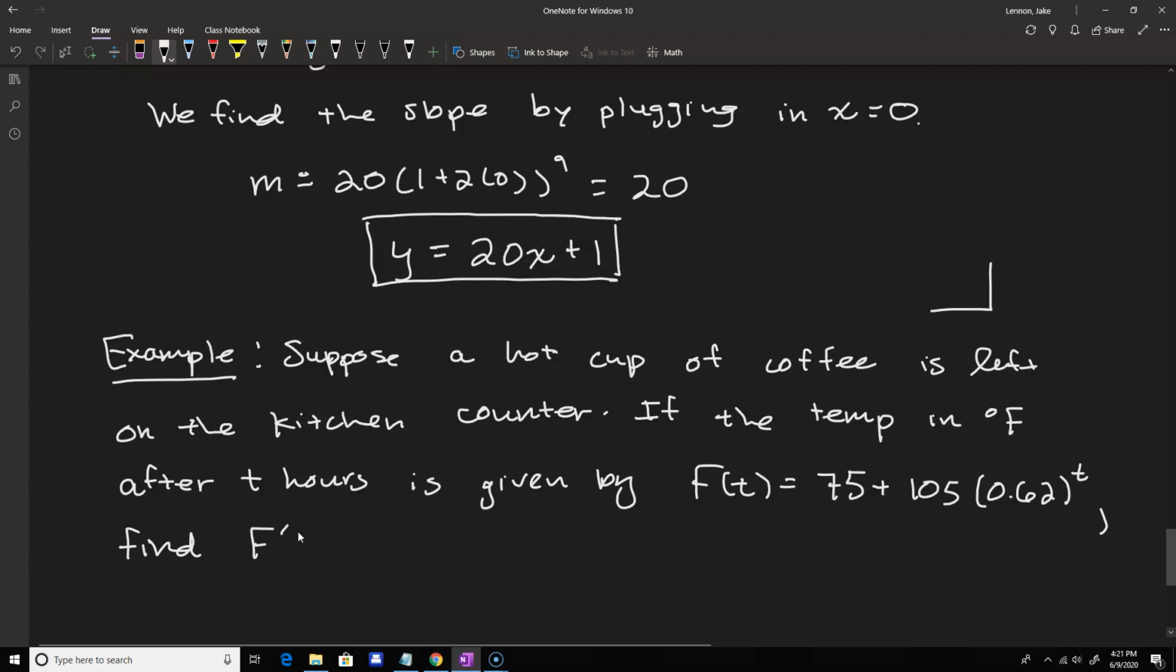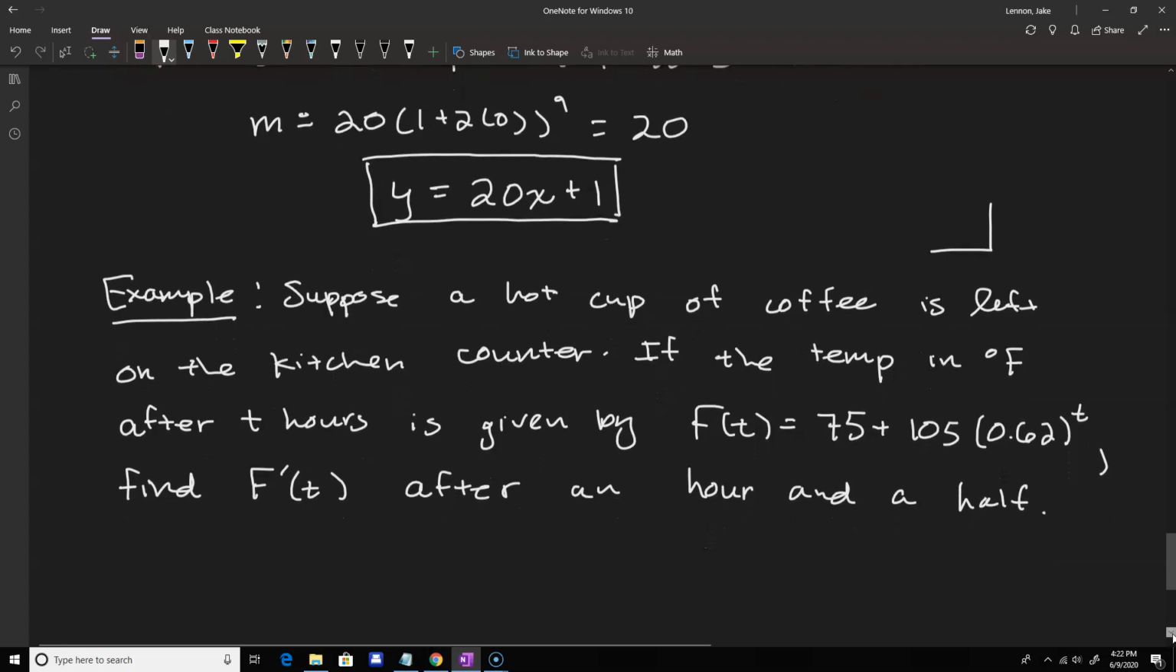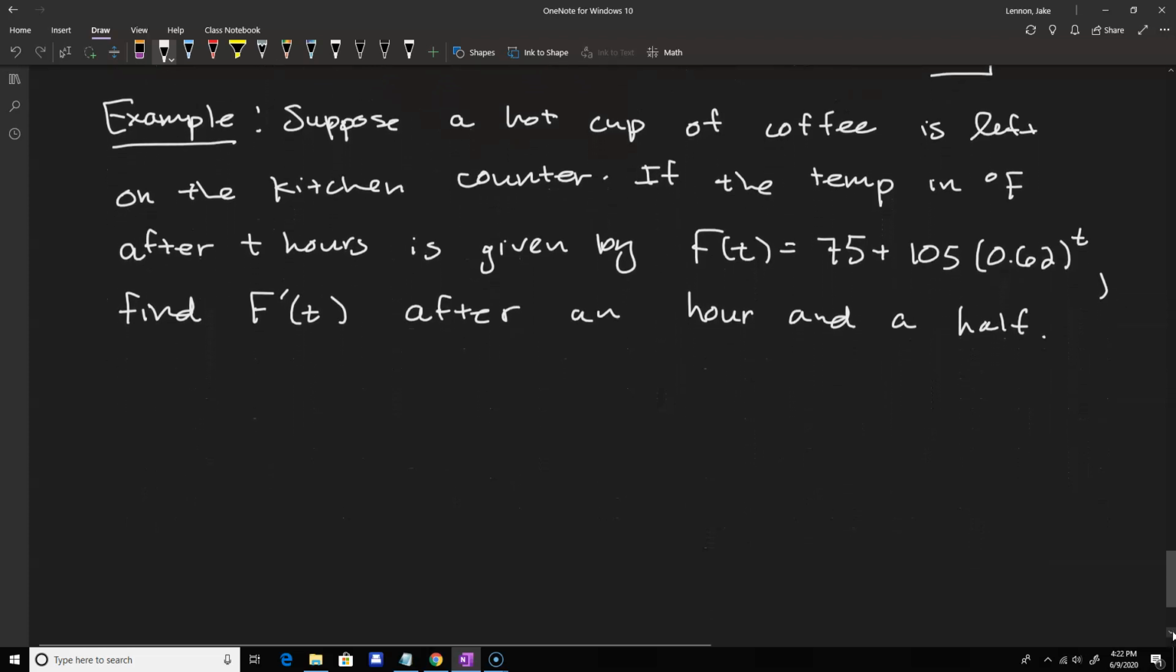Or in other words, just find F prime of t after an hour and a half. So basically we're just taking the derivative and plugging in t equals 1.5, because t is representing the time in hours. So an hour and a half would not be 1 hour 30 minutes but 1.5.